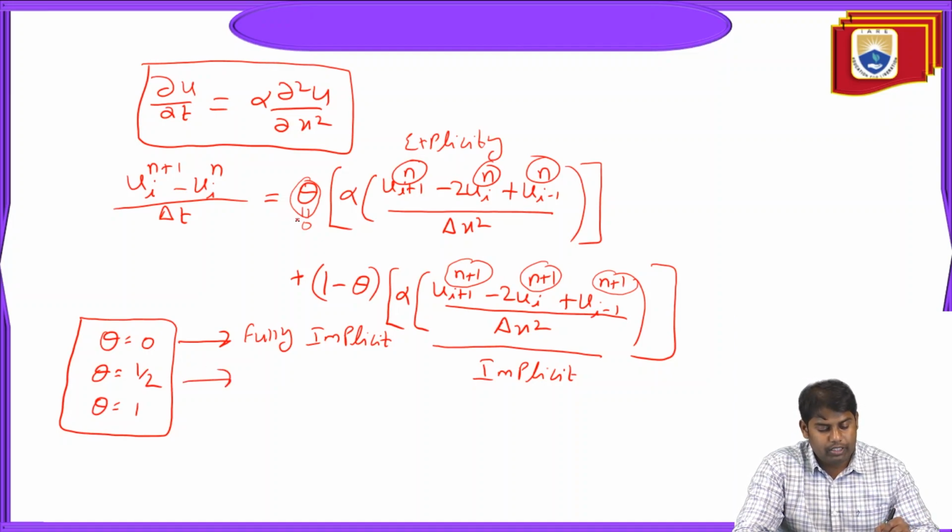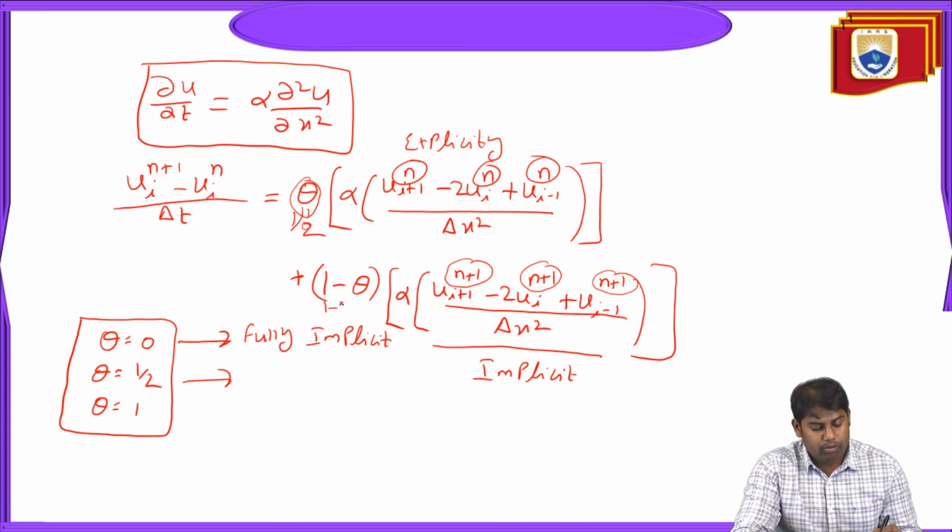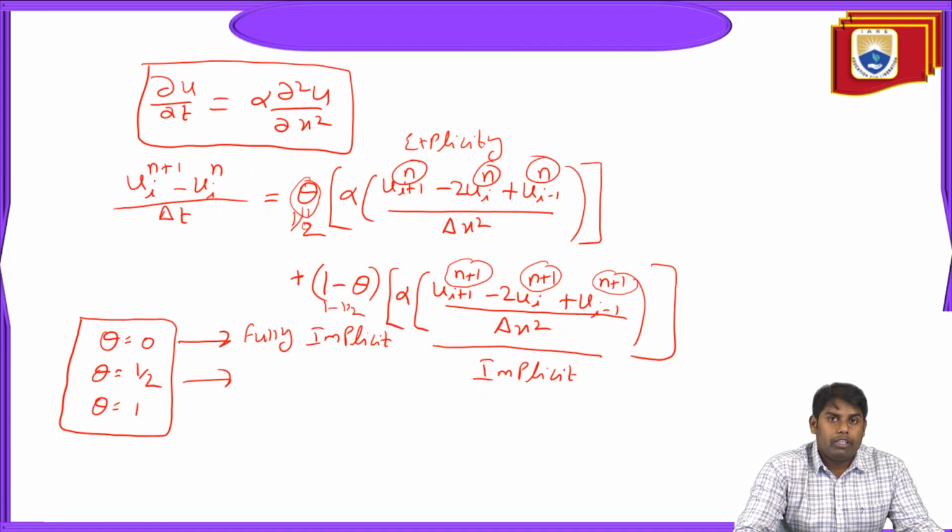Theta half in the sense, so what we do? We'll take 1 by 2 of this one. So 1 minus 1 by 2 will be again 1 by 2, half. So when theta is equal to half, what is happening? It will be a semi-implicit method. Semi-implicit method in the sense half implicit, half explicit actually.